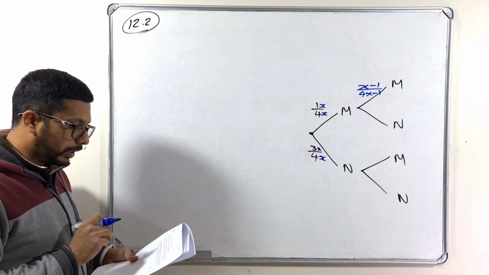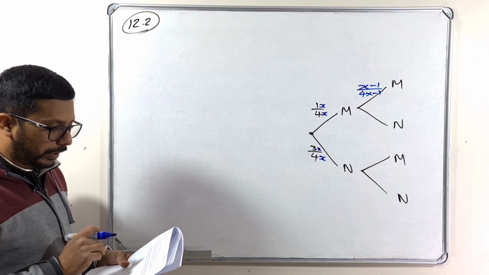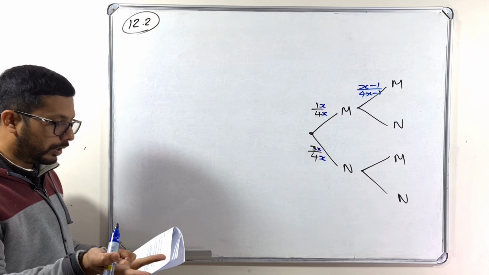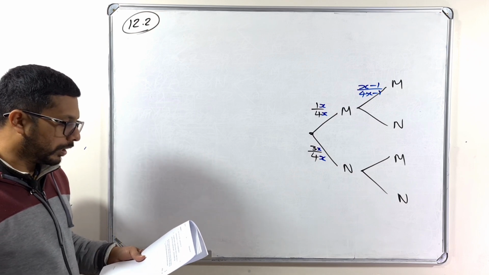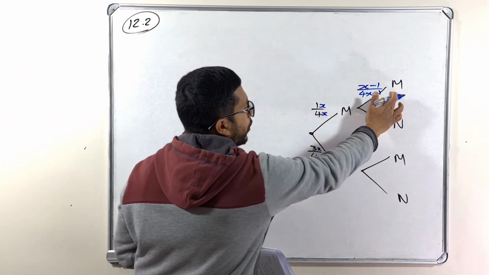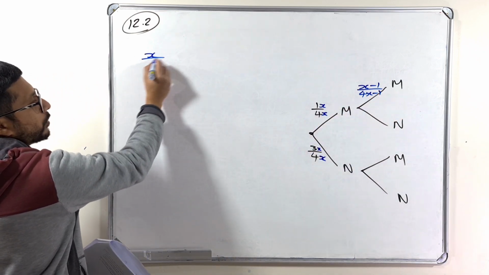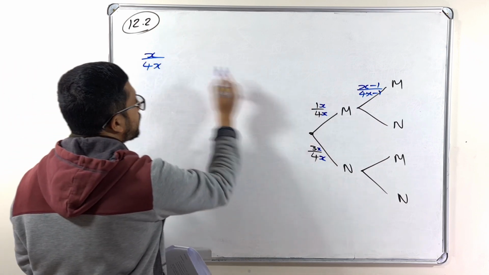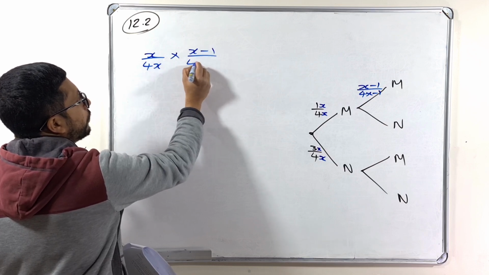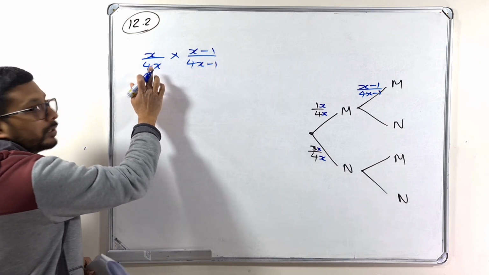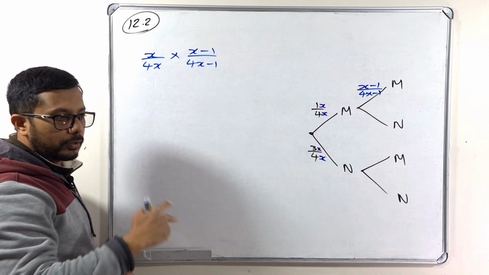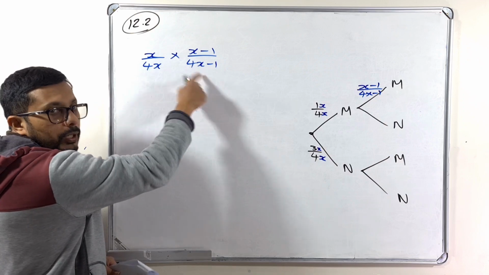Now read that question once more. The probability that a learner selects 2 bags of seeds with a mystery gift is 7 by 118. How can you find the probability of 2 mystery boxes? x by 4x, this x I wrote as x, times x minus 1 divided by 4x minus 1. This is the probability to get the first mystery box. This is the probability to get the second mystery box. So what is the probability to get both mystery boxes? You multiply these.